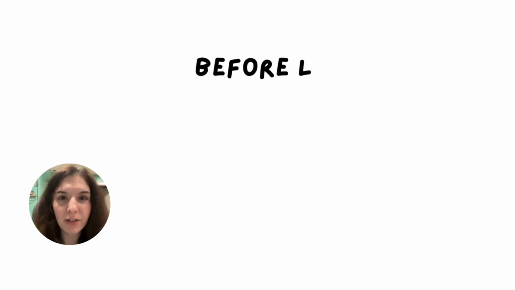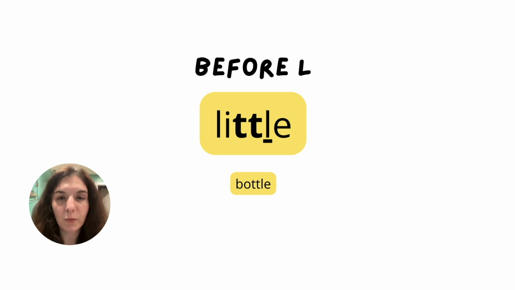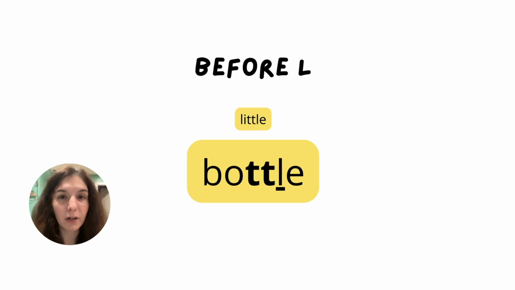The last situation in which an American T sound might become a fast D sound is when T comes before L. For instance, the word little. I'm not saying "little" the way a British person might say it. I'm actually pronouncing this T as a fast D. Little, because this T is before an L sound. Or the word bottle, because this T is before an L.